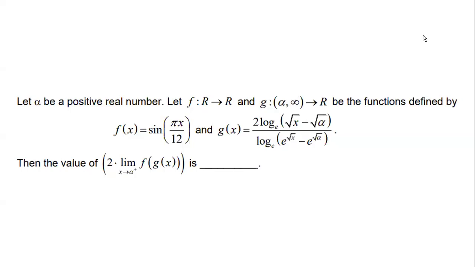So hello guys, in this video we are going to solve this problem. In this problem it is given that alpha is a positive real number and let f be a function from R to R and g be a function defined from (alpha, infinity) to R, defined as f of x is this function and g of x is this function. And we have to find the value of 2 multiplied by limit x tending to alpha plus f of g of x.